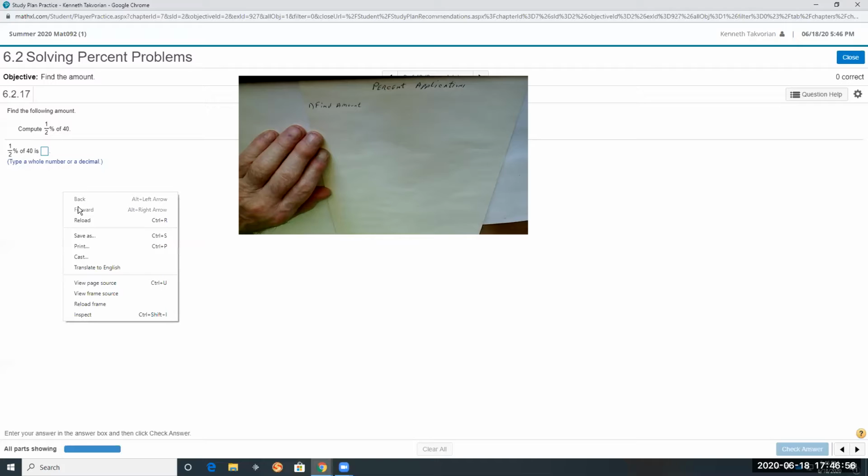And now that it's in decimal form, if we drop the percent symbol, we move the decimal point 2 places to the left. So it's 0.005 times 40. And that calculation leads to an answer of 0.2. Notice it's 0.2, not 20, because we took 0.5% of 40.